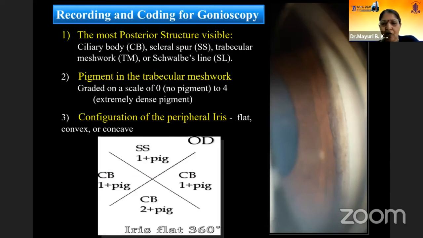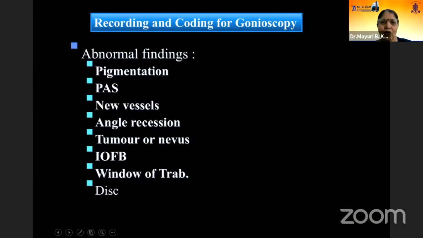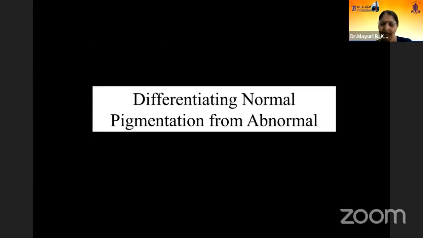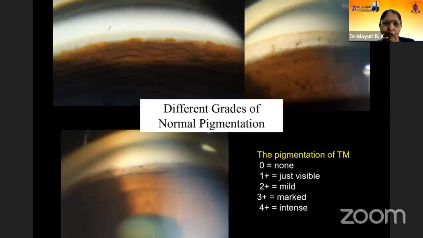Now this is how I document all my cases. The posterior structure seen should be documented in this. It is the ciliary body, how much is the pigmentation of the meshwork, and the configuration of the iris. These are the abnormal things that one can look for. Now this is also helpful in differentiating the variety of the pigmentation.